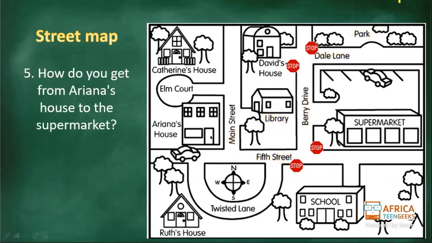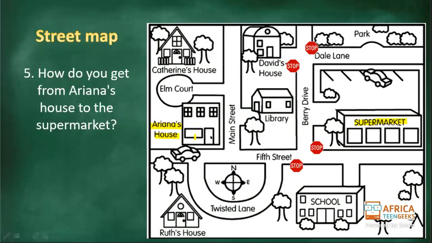This is the last question where you have to give me directions. You guys are doing really well. How do you get from Ariana's house to the supermarket? Here's Ariana's house. To the supermarket. What's the first thing you can give me? The first sentence, the first direction or instruction. I'm at Ariana's house. What do I do?